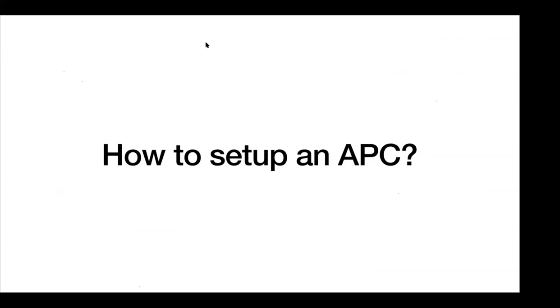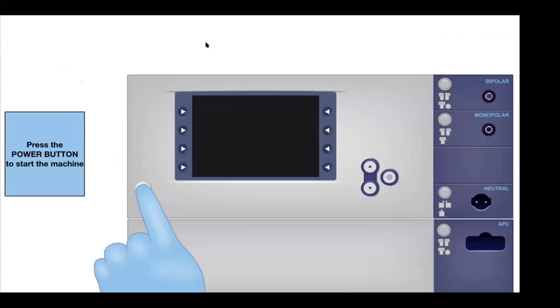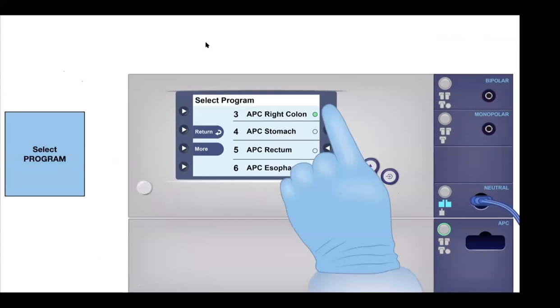So how do you set up? Now that you figured out that you want to set up an APC, how do you set up your APC? Let's talk about this. There are a few things. It's very simple, though we all get confused. You press the button to start the machine. Once the machine is started, all the machines have selected programs. They'll set it up for APC or polypectomy or whatever.